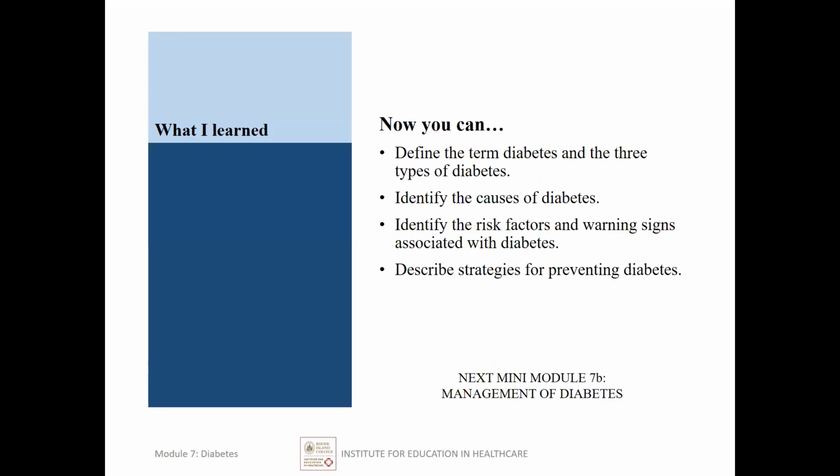Now you can define the term diabetes and the 3 types of diabetes, identify the causes of diabetes and the long-term danger of diabetes, identify the risk factors and warning signs associated with diabetes, and describe strategies for preventing diabetes. The next mini module is 7B, management of diabetes.